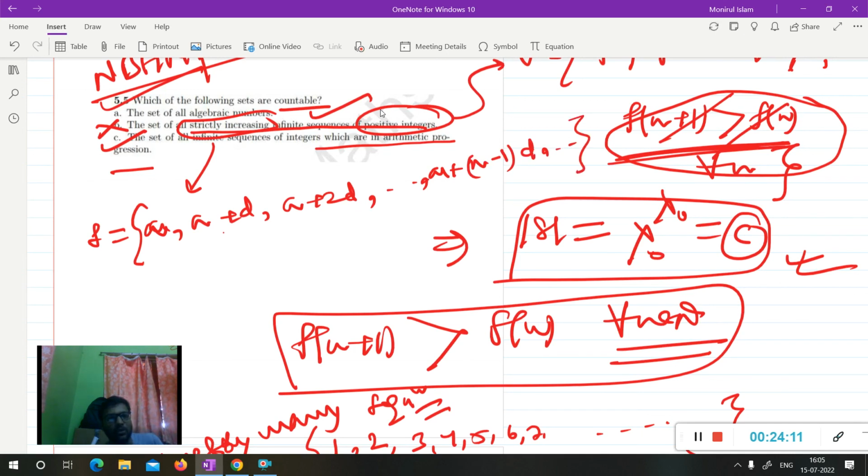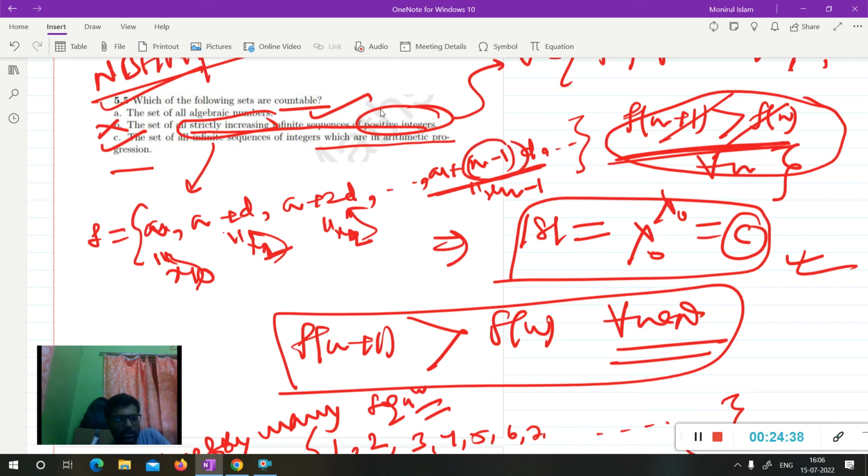See, you can count these terms: first name it x1, then x2, then x3, then xn. So xn will be a plus nd, similar to this. You can count these terms, because there is n, so using a plus nd you can count these numbers. So this is countable.